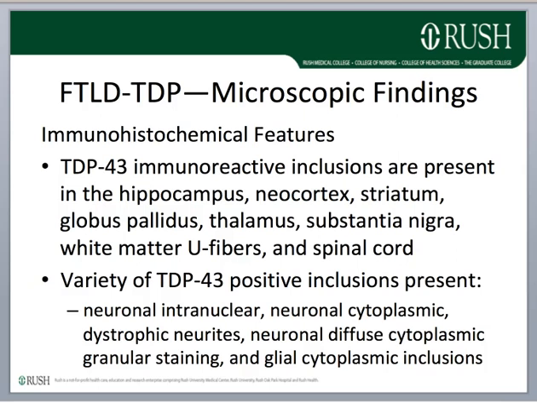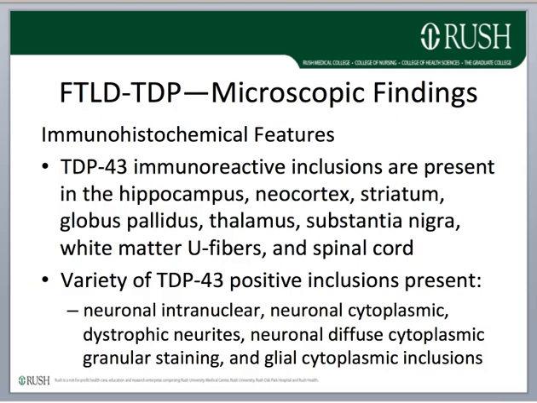TDP-43 is normally localized to nuclei. However, in FTLD-TDP, it's relocalized to the cytoplasm, where the diagnostic inclusions are formed. TDP-43 immunoreactive inclusions are present in the hippocampus, neocortex, striatum, globus pallidus, thalamus, substantia nigra, the white matter U fibers, and spinal cord. So they're widely distributed.